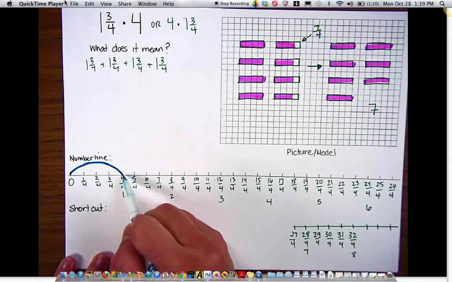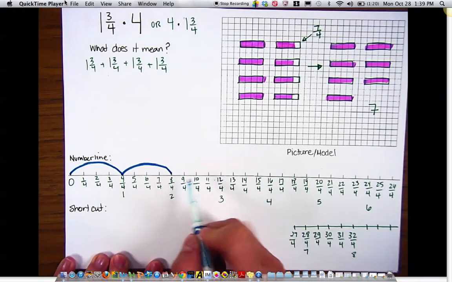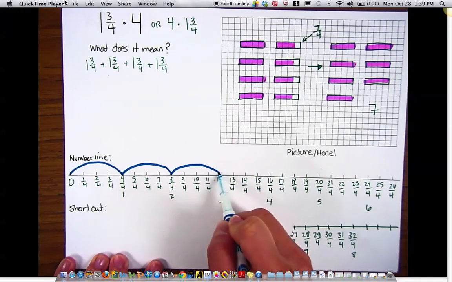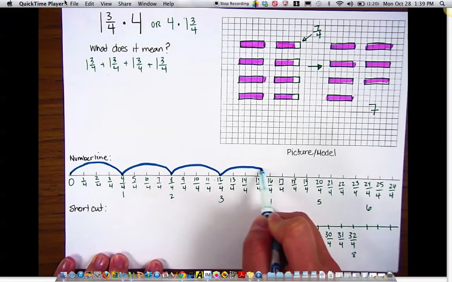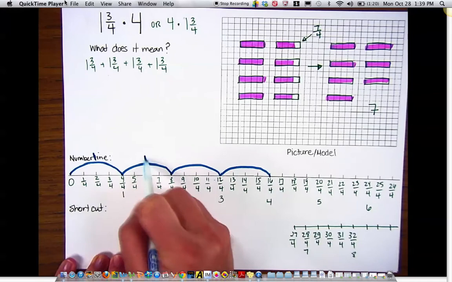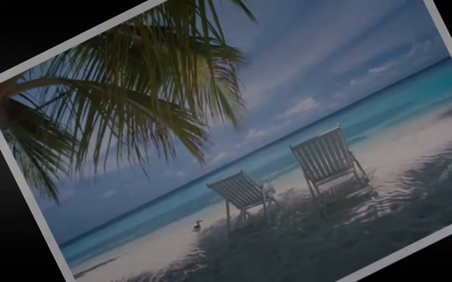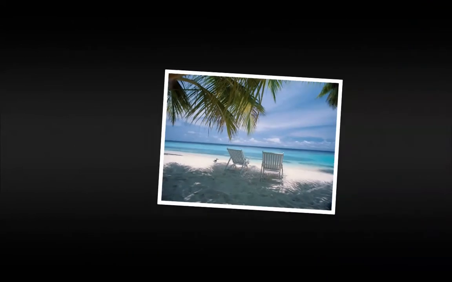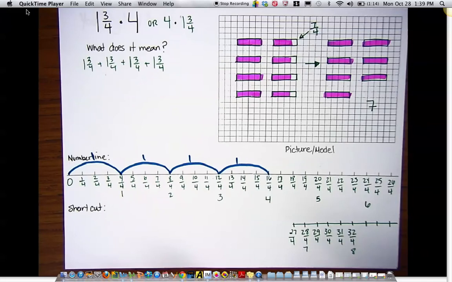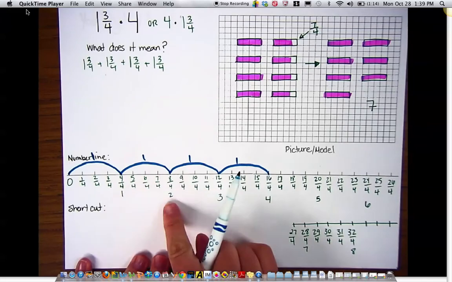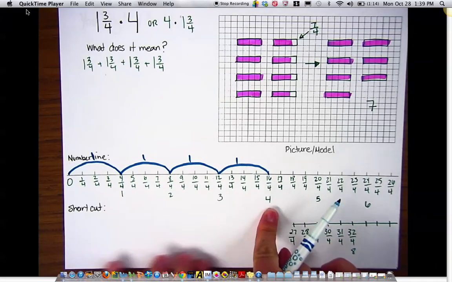So 1, 2, 3, 4. So that each have a value of 1. Now I need to do my 3/4. So I'm going to count 3 of these instead of 4. It was really nice and easy because I was able to just count by ones.